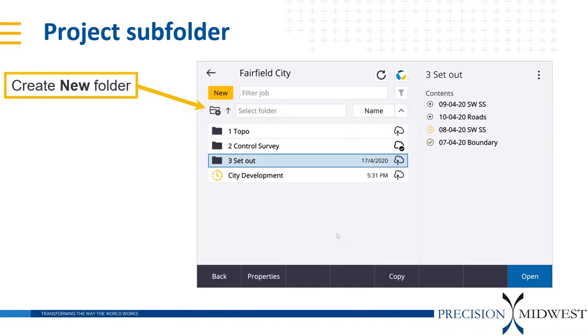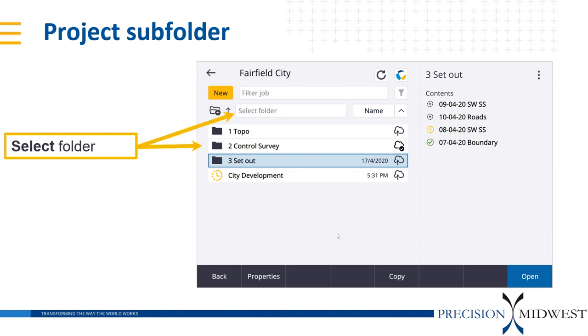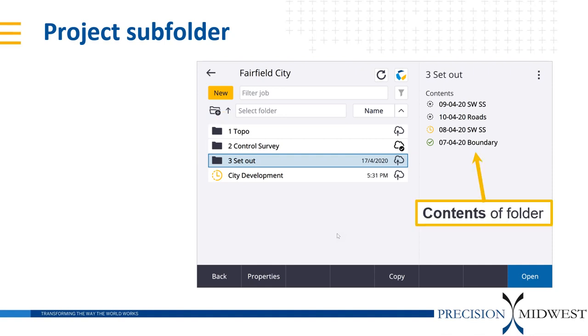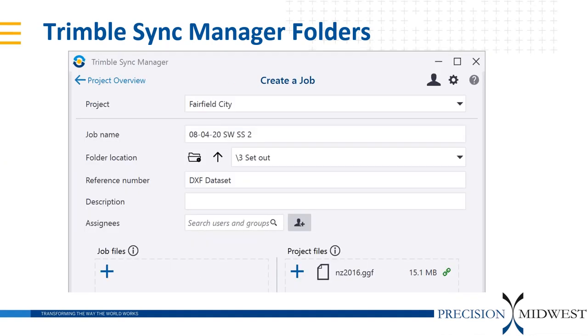So your folder structure screen will look like this. You have your project, and then you create a new folder. As you can see there, we have 3 folders, and then on the right-hand side, it shows you what's inside each subfolder. So we can create a new folder. We can go up a folder if we need to. And again, you can select the folder that you want to put the information into, and there's the content of the folder. And this is what it looks like on Sync Manager. Again, you could create your folders there in Sync Manager and put your files in there.